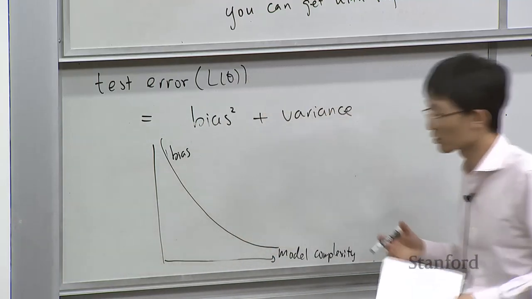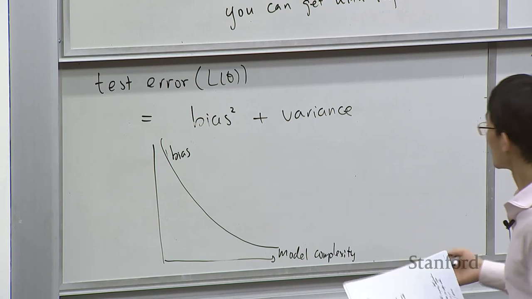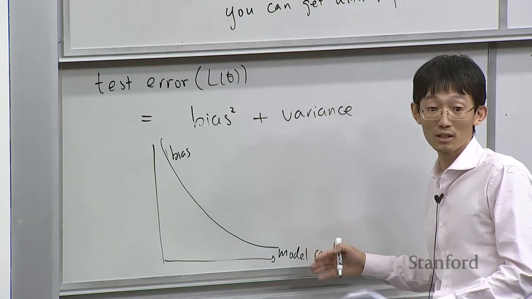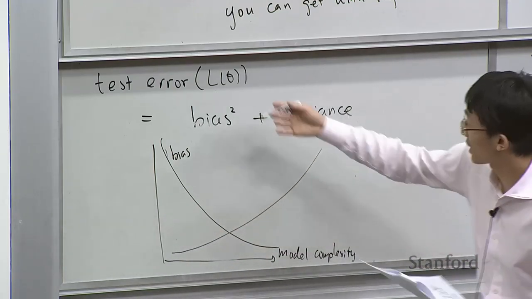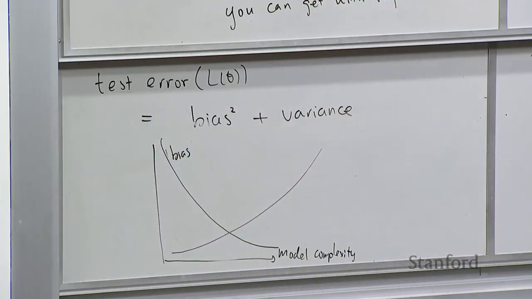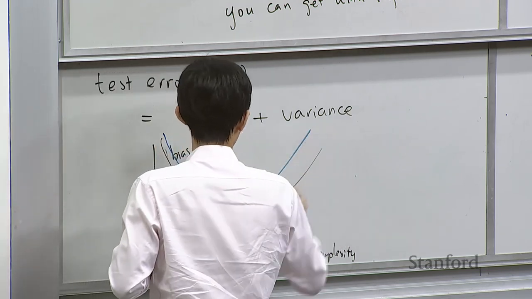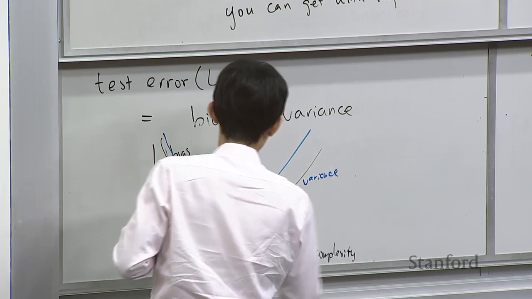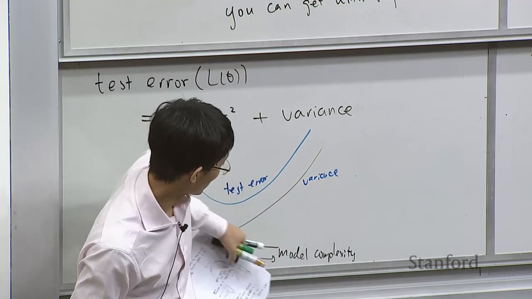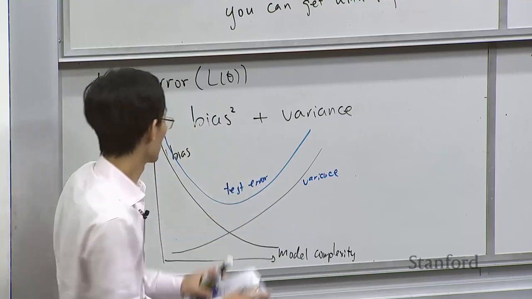And now let's think about how you draw the variance. We said the variance is caused by having too complex a model. That means if your model is more and more complex, then you should have bigger and bigger variance. That's why the variance is like this. And the test error is the sum of them, so the test error is a U-curve. The test error is the sum of these two, and this is the variance. So the question you want to answer is, if you change the model complexity, what is the best test error? It means that it's somewhere in the middle.